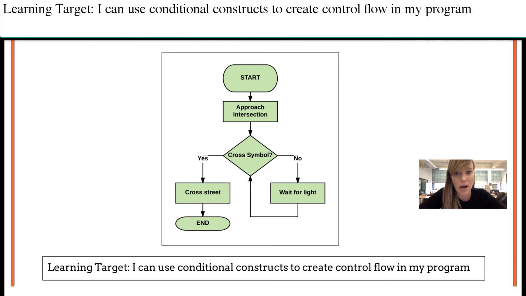In real life, a conditional construct would look like the intersection problem, where we approach the intersection and ask ourselves, is there a cross symbol? If yes, go ahead and cross the street. If no, keep waiting for the light. And then we end. This right here is actually a loop, and we're going to see that a little bit later on. But the conditional construct is the diamond shape with the 2 actions based on the yes or no branches of the flowchart.